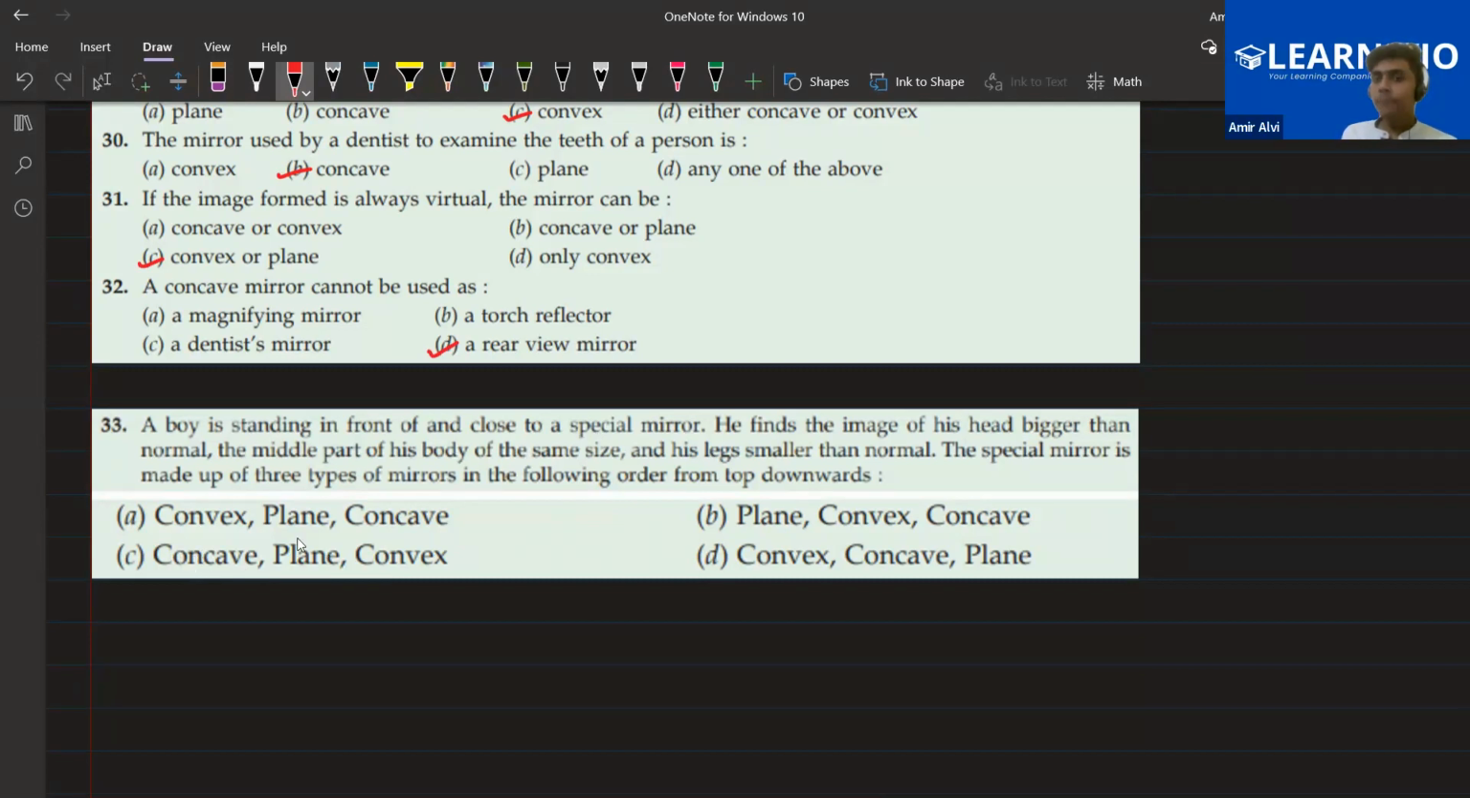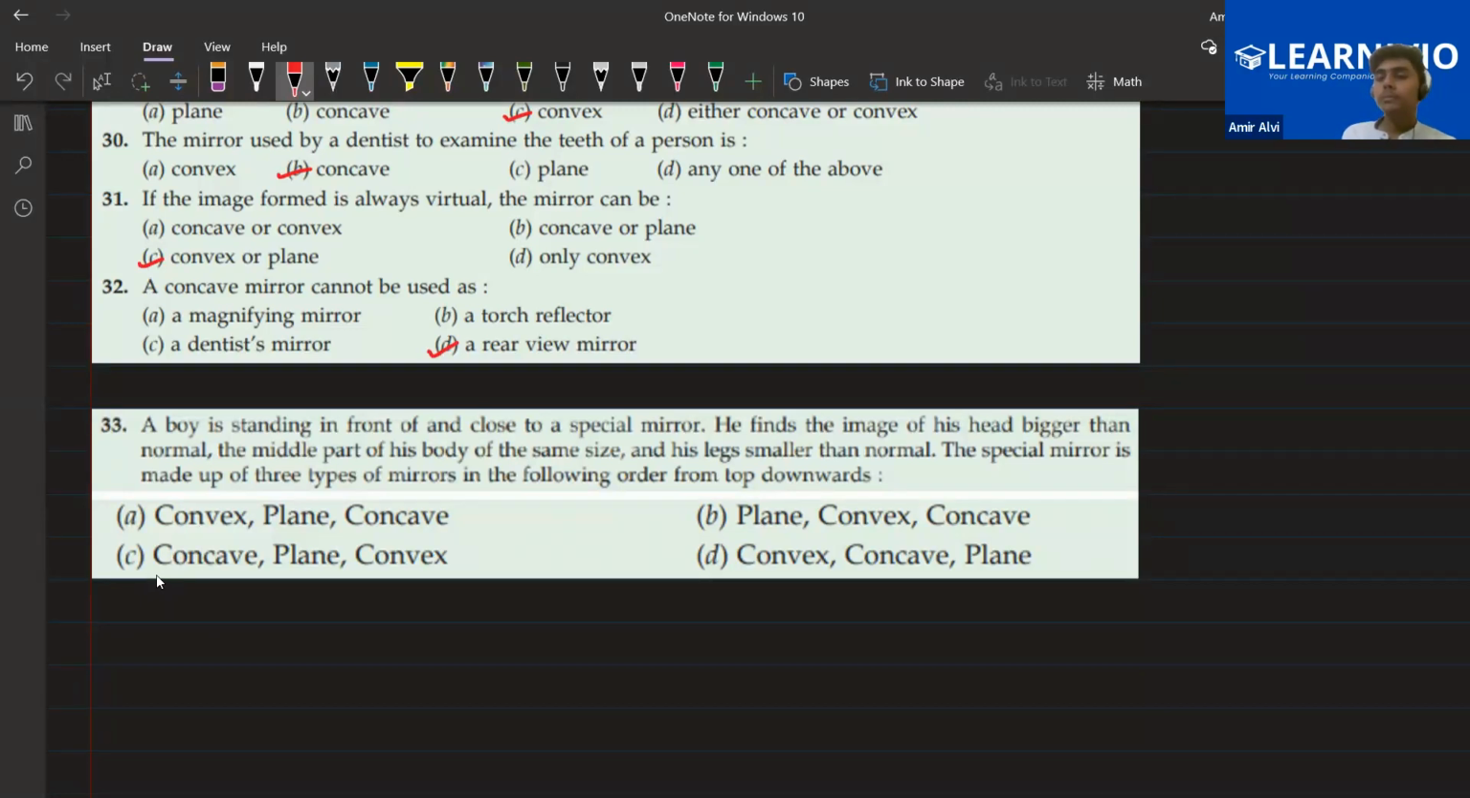एंड इफ द लेग्स आर स्मॉलर देन द नॉर्मल सो इट मीन्स दैट द इमेज इज फॉर्म्ड बाय द कन्वेक्स मिरर, बिकॉज यू कैन सी दिस थिंग इफ यू आर स्टैंडिंग इन फ्रंट ऑफ अ मिरर एंड द कंप्लीट इमेज दैट यू हैव गॉट ऑफ योर बॉडी इज वर्चुअल. सो इट मीन्स दैट ऑल द थ्री मिरर्स आर एट अ पोजीशन, द कनकेव मिरर इज एट द पोजीशन इन विच द इमेज इज फॉर्म्ड वर्चुअल एंड इट इज ऑफ लार्जर साइज देन द ऑब्जेक्ट, बिकॉज ओनली वन केस इज प्रेजेंट इन विच द वर्चुअल इमेज इज फॉर्म्ड बाय द कन्वेक्स मिरर, कनकेव मिरर.